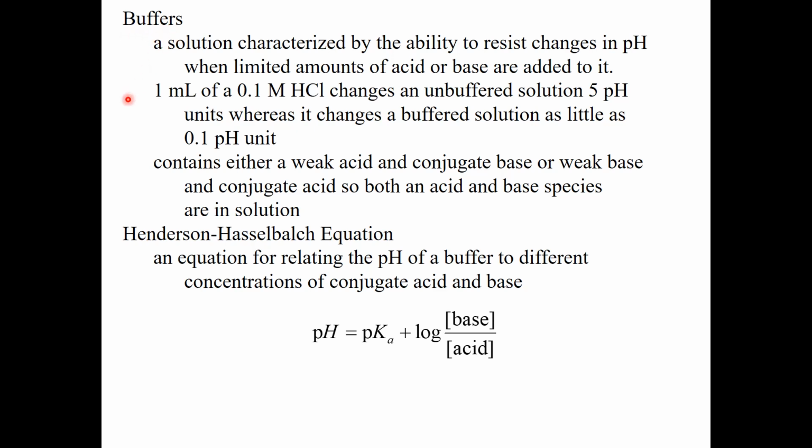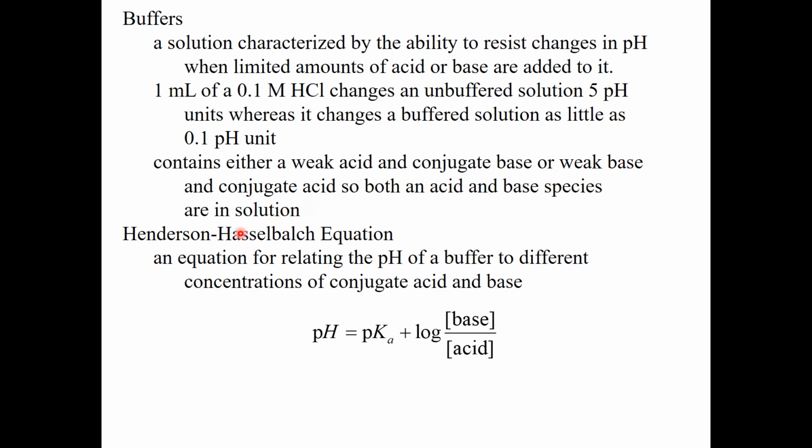For example, 1 milliliter of 0.1 molar hydrochloric acid changes the pH of an unbuffered solution by 5 pH units, whereas it changes a buffered solution by as little as 0.1 pH unit. A buffer always contains either a weak acid and its conjugate base or a weak base and its conjugate acid. So basically it's what we just did with common ions. We did an example with a weak acid and its conjugate base in solution, and an example of a weak base with a conjugate acid in solution.